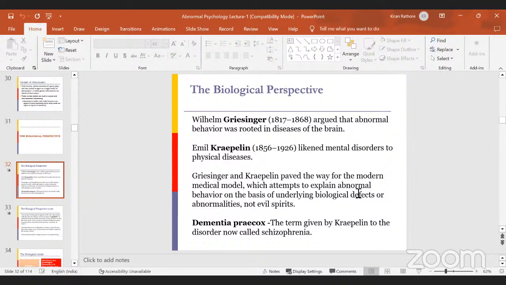Did somebody say something? So they found that abnormal behavior has an underlying biological basis.